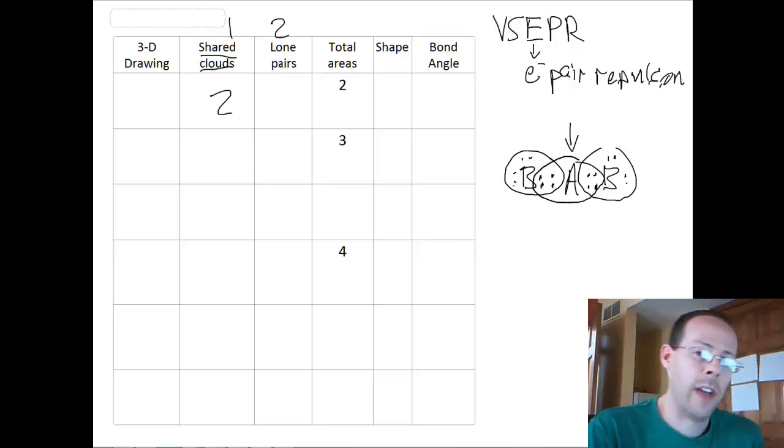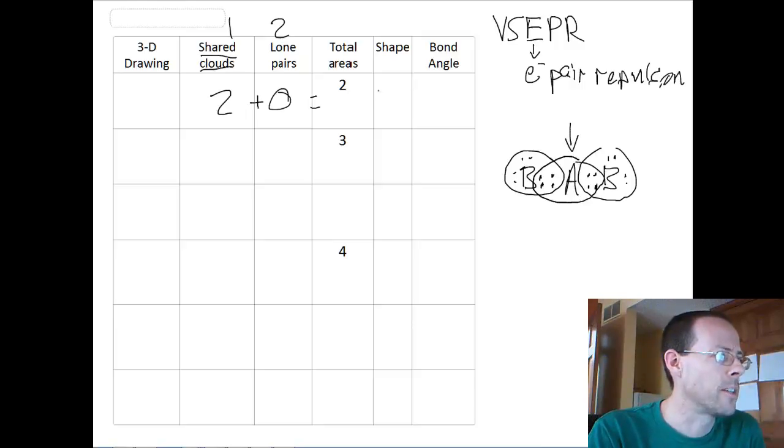How many lone pairs do I have? And it's only around the central atom. And notice the central atom has no lone pairs. It has shared on both sides, but that is it. So this would be 0. And then finally, our total areas is simply going to be the sum of our shared and lone. So notice 2 plus 0 equals 2. And that is all we're really doing for now. Alright? Or actually, let's put the shape in. The shape of this is going to be linear. And you're going to see what that looks like in part 2.